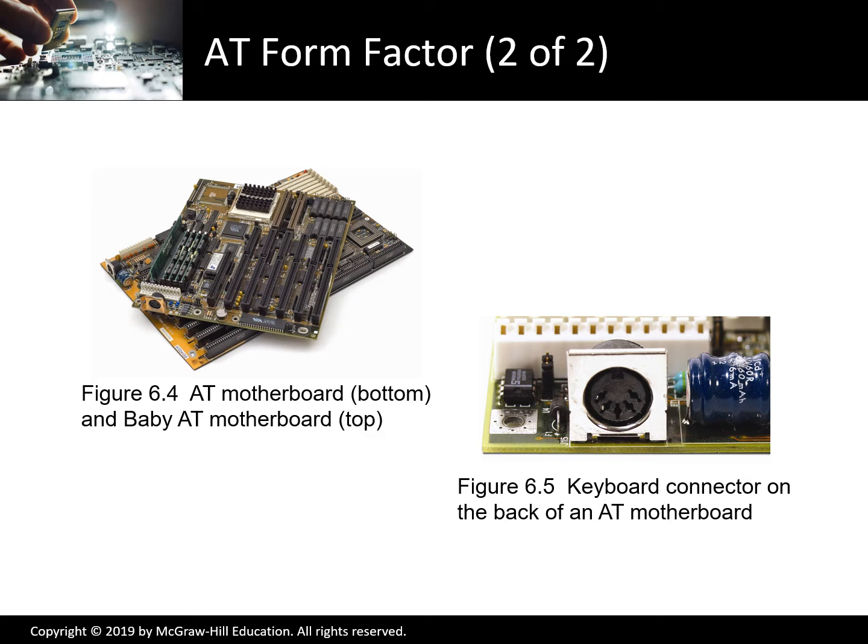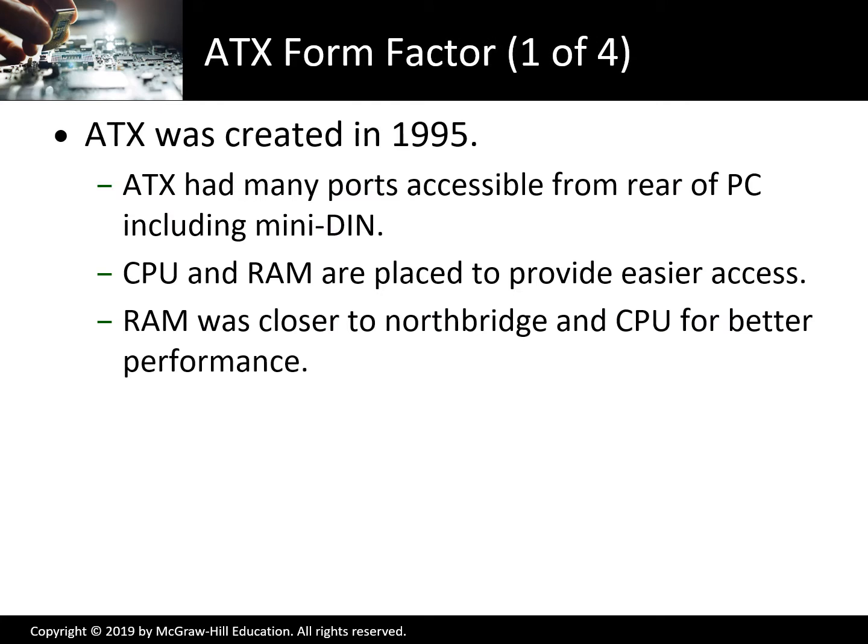Now, the AT was a smaller version of the old one, okay? And let's see, there's your connector just for the keyboard. Then the ATX came along, 1995. Think what's going on. Ooh, Office 95, etc. It had a lot more ports at the rear of the PC. It also had this mini-DIN for the keyboard. The CPU and RAM were placed closer together, easier to access, and the RAM was closer to the North Bridge and the CPU for better performance.